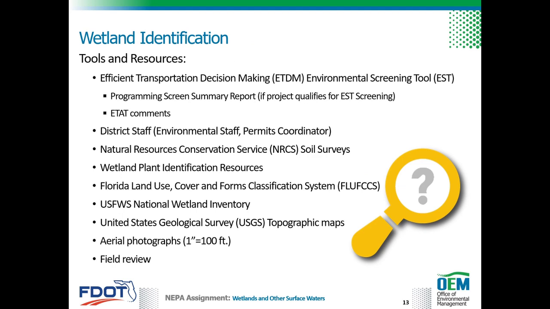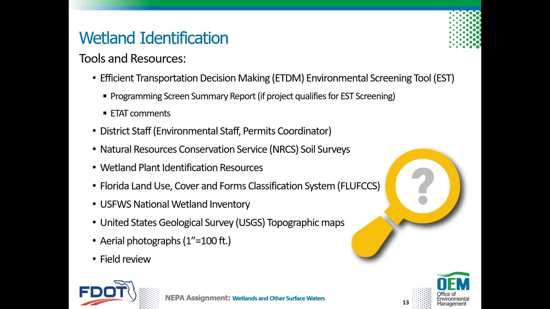For each project, FDOT must determine if wetlands are in the project area. For projects that do not qualify for Environmental Screening Tool, or EST, screening during FDOT's Efficient Transportation Decision-Making process, a field visit, or desktop analysis using the EST's Area of Interest tool, or other mapping tools can be used to determine if a project will impact wetlands or other surface waters. This information can be documented in the Type 1 Categorical Exclusion Checklist or the Non-Major State Action Checklist as appropriate.